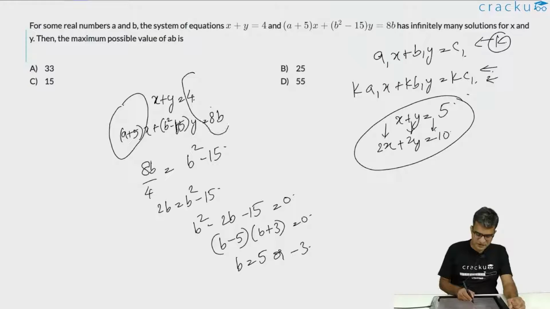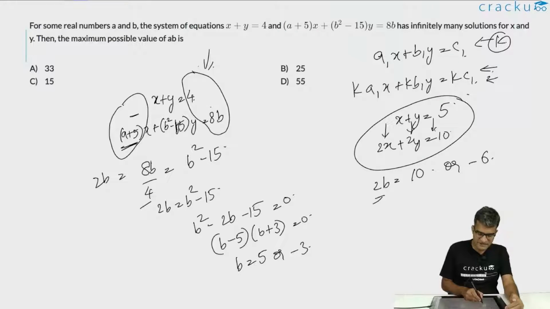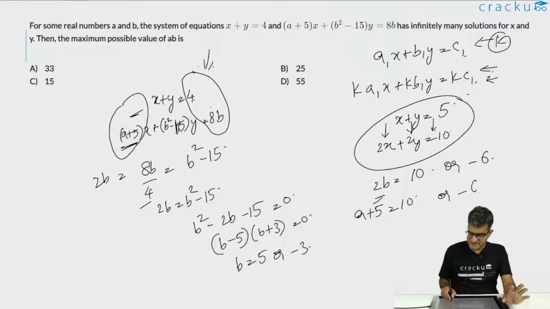What is the ratio of the constants? The ratio of the constants is 8b by 4, which is equal to 2b. So the value of 2b is either equal to 10 or it is equal to minus 6. This 2b is important because that is the ratio. This would imply that a plus 5 divided by 1, or a plus 5, is equal to 10 or it is equal to minus 6. Because the ratio of the constants is 2b, the ratio of the coefficients of x will also be equal to 2b. So a plus 5 is equal to 2b, or the value of a is either equal to 5 or it is equal to minus 11.